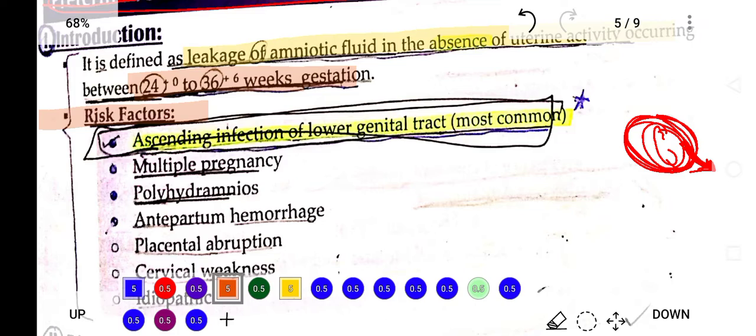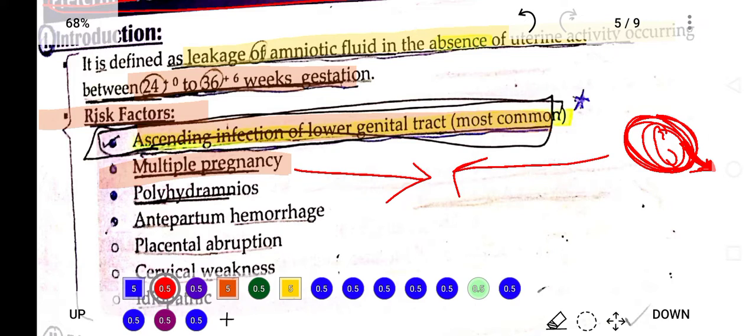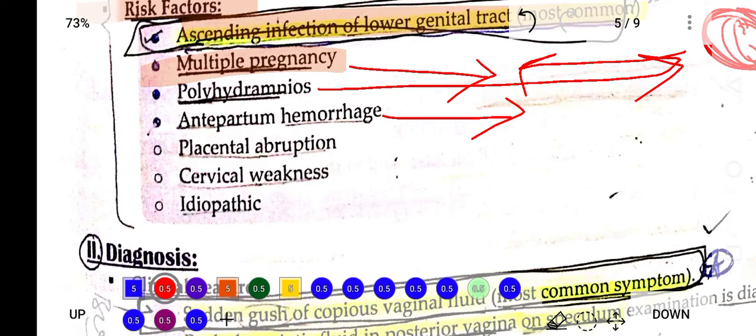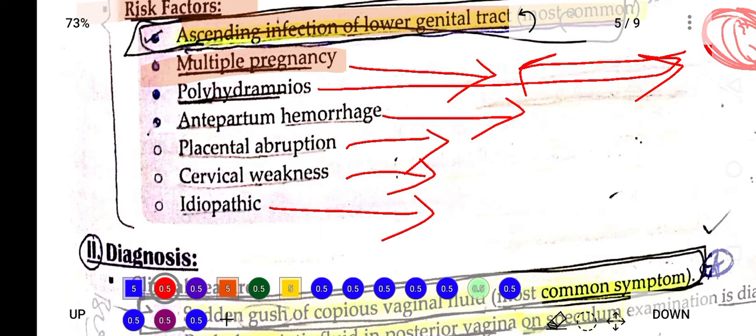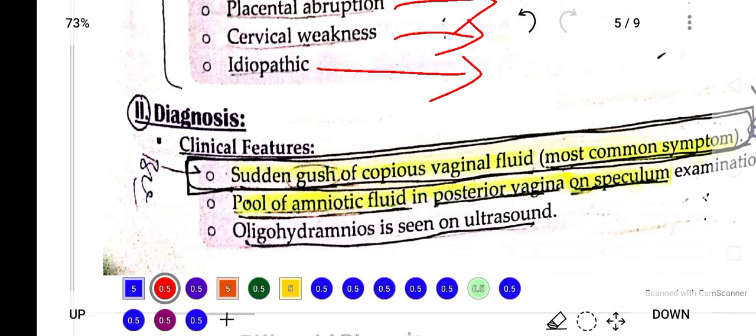Now the risk factors are ascending infection from the lower genital tract, which can be dangerous, and multiple pregnancies. Those women who have had multiple pregnancies with the same disease can develop this condition. Polyhydramnios, antepartum hemorrhage, placental abruption, cervical weakness, and idiopathic causes can also be there. So in this way, this condition can develop.